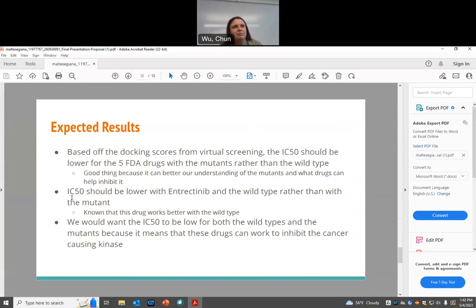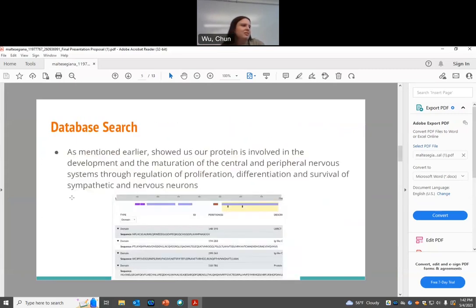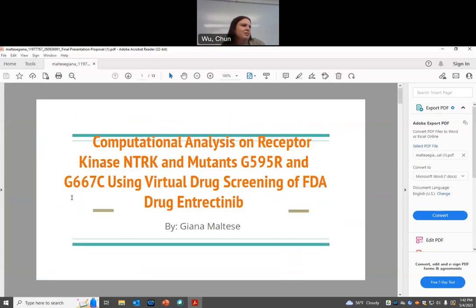Okay, let's go back to the title. Really this is good work, but we need to change the title. This title will cause confusion. Computational analysis sounds like you analyze how this drug works. That's not the purpose of this study, right? Yeah, it's to find a new drug to replace this one.